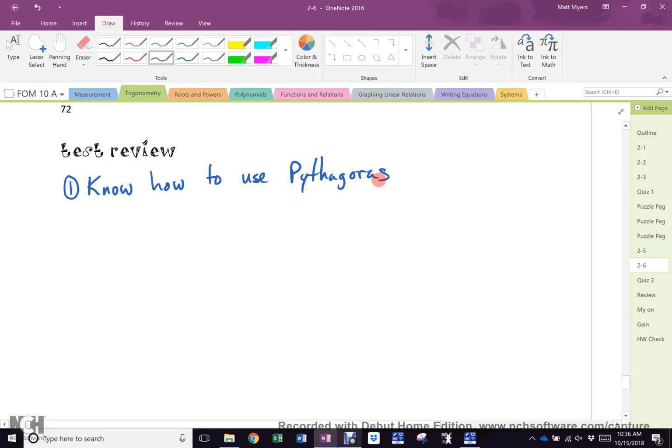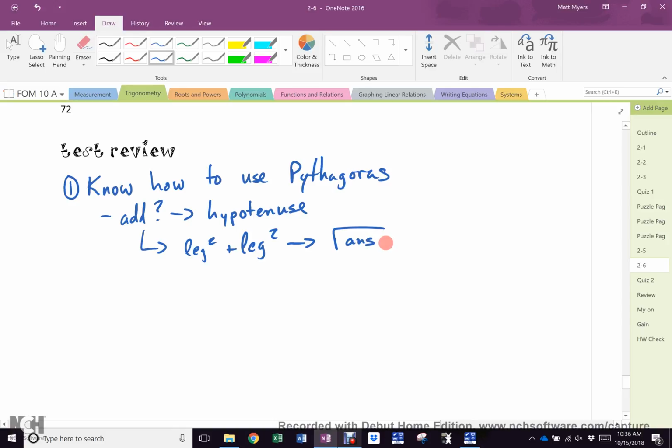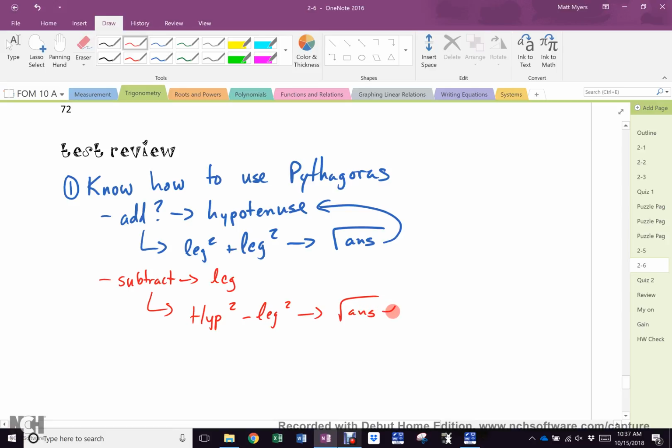Before you can be good at trig, you have to actually know how to use Pythagoras. When do we add in Pythagoras? What are we trying to find if we're adding things? That gets you the hypotenuse. And what are you adding? The 2 legs. Leg squared plus leg squared. And then what must you do to your answer? Square root your answer. That gets you the hypotenuse. When do you subtract? When you need a leg. And this is where you screw up. It has to be hypotenuse squared minus leg squared, and then square root the answer. And that gets you your missing leg.